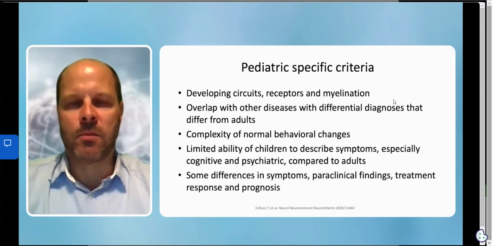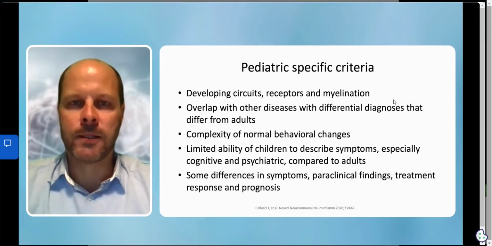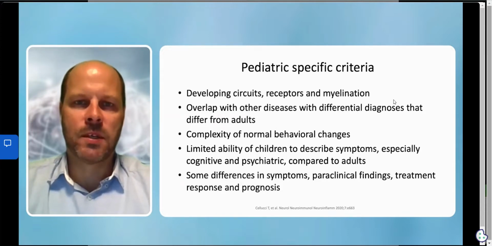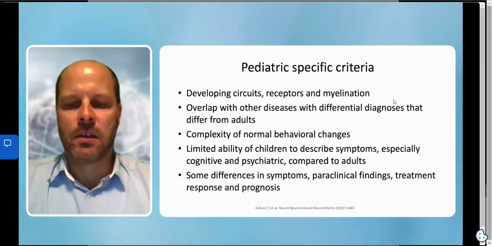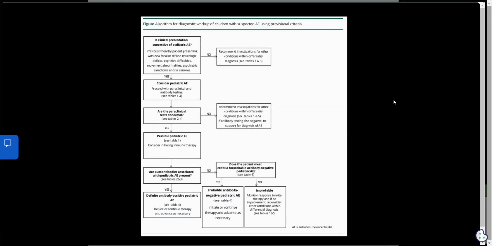Particularly younger children will have limited ability to describe their symptoms, especially the cognitive and psychiatric symptoms compared to adults. And so we're reliant on both parental observations as well as our own observations during the exam. And finally, there are some differences in symptoms, paraclinical findings, treatment response, and prognosis. With that in mind, we developed pediatric specific criteria. On this slide, we won't go through it in great detail, but just to be aware and reference back to this paper when you're seeing a pediatric patient with possible autoimmune encephalitis. And it goes through different levels of diagnostic certainty in terms of possible, probable, and definite autoimmune encephalitis. And this algorithm also walks you through your thought process when facing a patient with possible autoimmune encephalitis and when to consider various levels of testing.